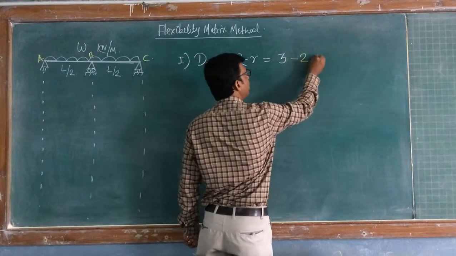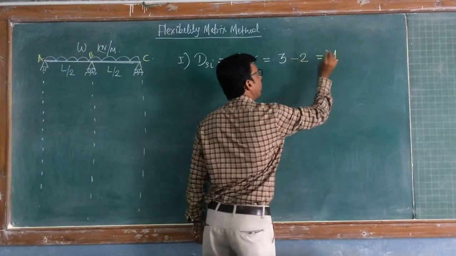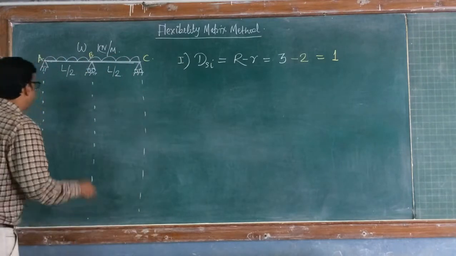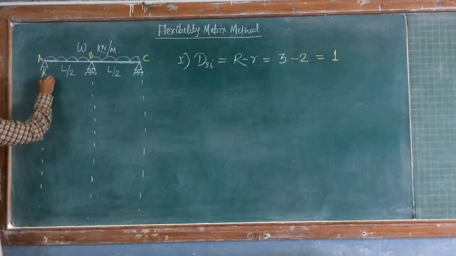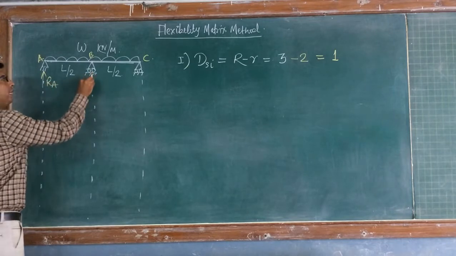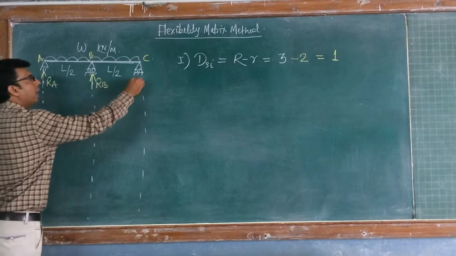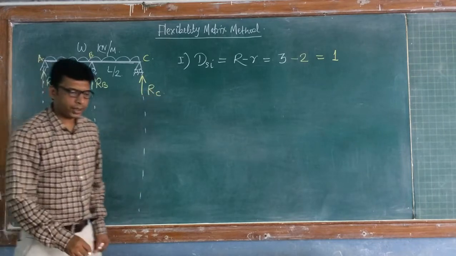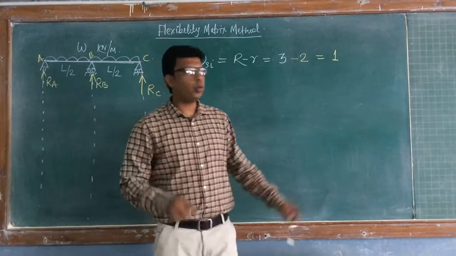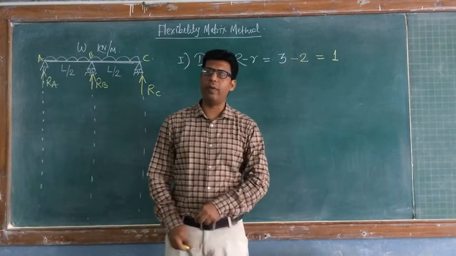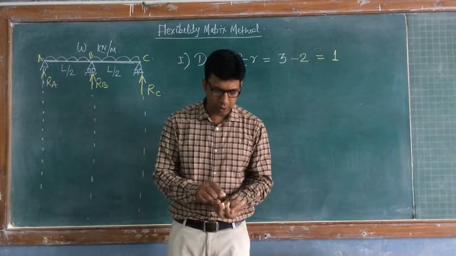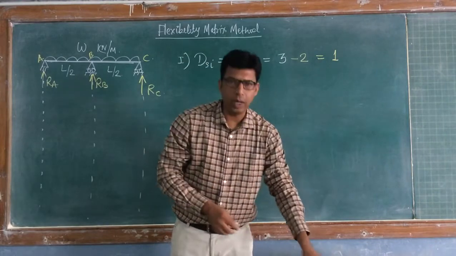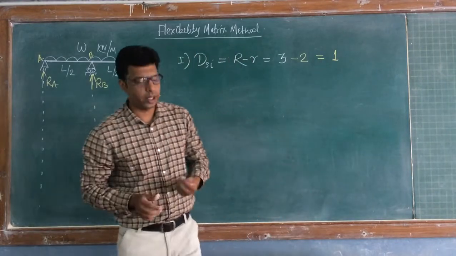So 3 minus 2, DSI equal to 1. Three reactions Ra, Rb and Rc are unknown, minus 2 equations of equilibrium, summation of Fy equal to 0 and summation of moment equal to 0, DSI is equal to 1. That is the first step, find out the DSI, degree of static indeterminacy.